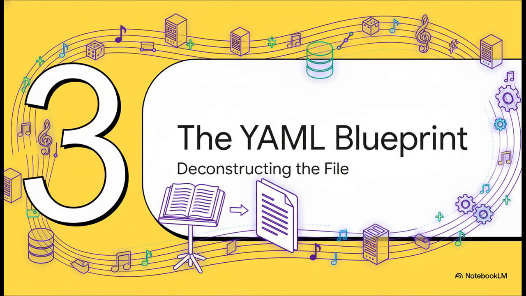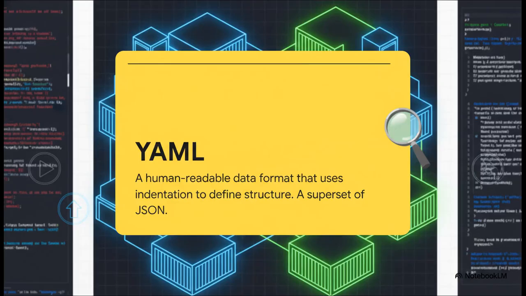Okay, so let's pump the brakes a little bit and actually look at that configuration file. This is the orchestral score for our application. And honestly, understanding how to read and write it is the key to unlocking the power of Compose. It's written in a format called YAML, which stands for YAML Ain't Markup Language. It's a little inside joke for us tech folks. It's designed to be extremely easy for humans to read and write. But don't let that simplicity fool you.